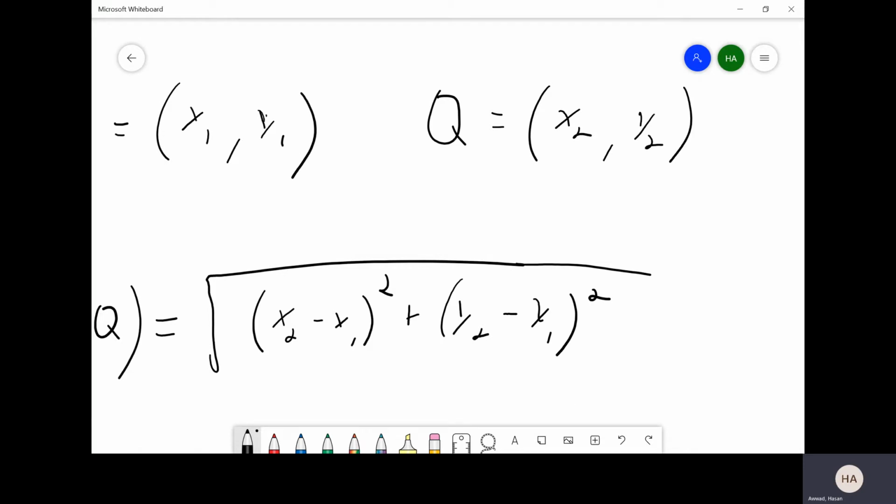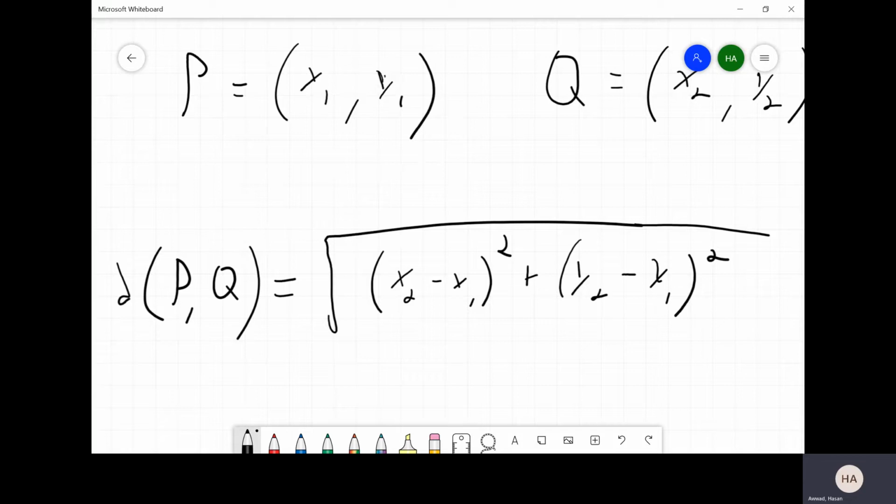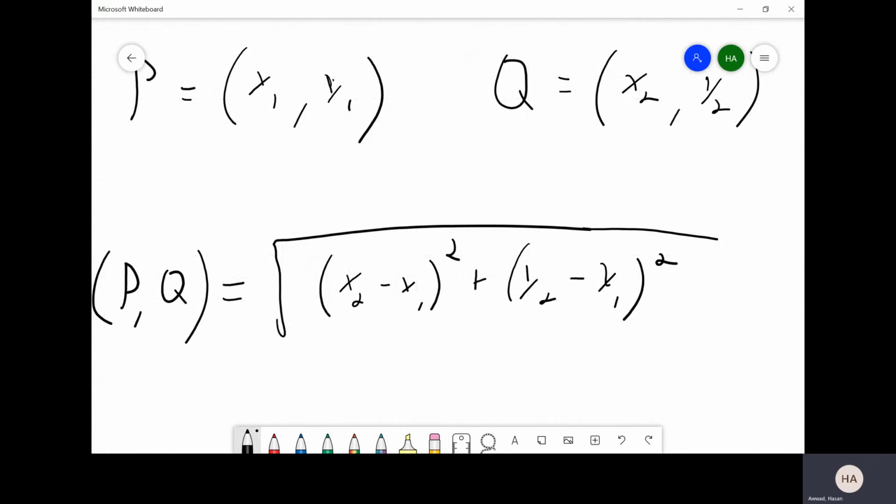Okay, so what is this telling us? Well, this is telling us that if we take the difference of the components, square the differences, add them together, and then take the square root of it, we'll have the distance between the points, regardless of whether they're on the axes or not, right?